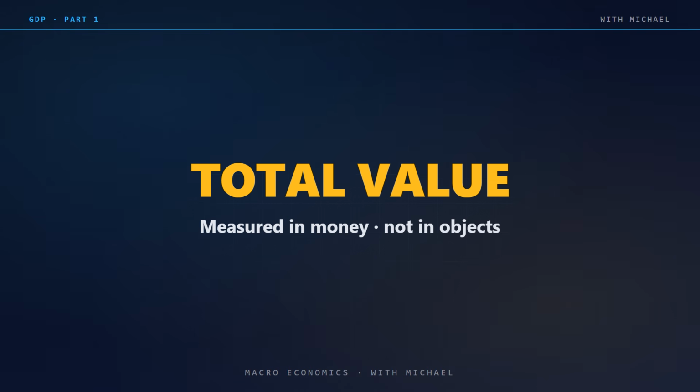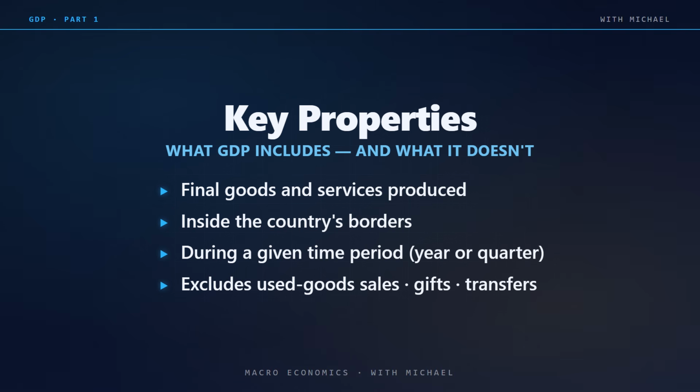Two things matter in this definition. First, value. GDP is measured in money terms, not in physical quantities. A car and a haircut are both counted in dollars or shekels, not in objects. Second, produced. GDP counts only what is produced during the period. It does not count sales of used goods, or gifts, or transfer payments. Only new production.